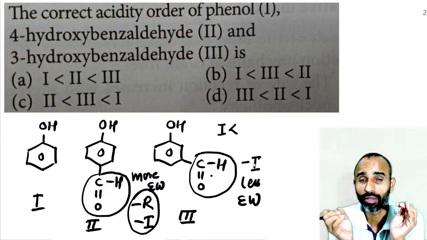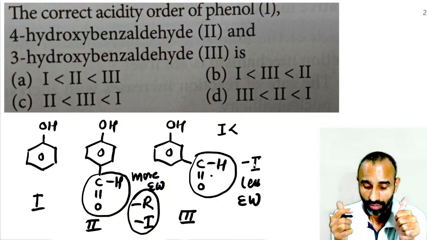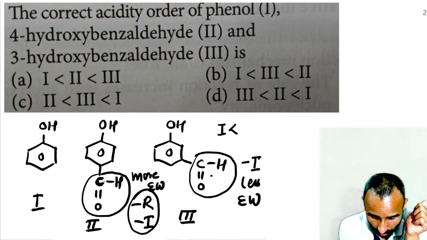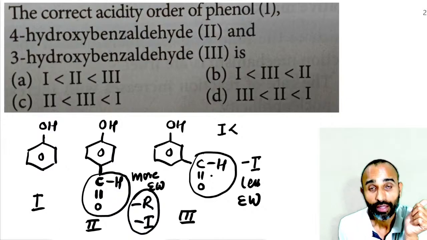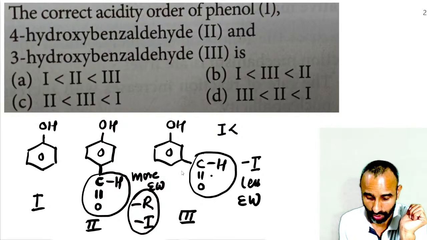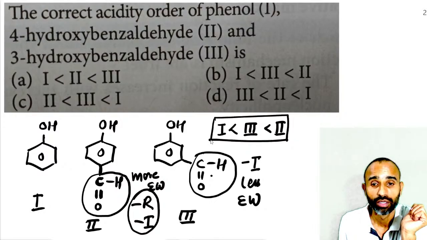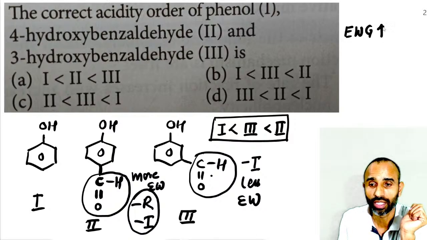And keep in mind, how do we decide it is minus R? Because the atom which is directly attached to the ring, carbon, has a pi bond. That's why it has minus R effect, right? Therefore most acidic is second, then third, and least acidic is first, because electron withdrawing groups increase acidic strength.